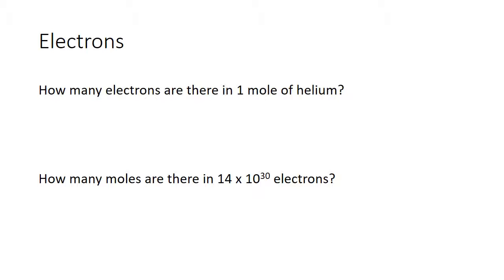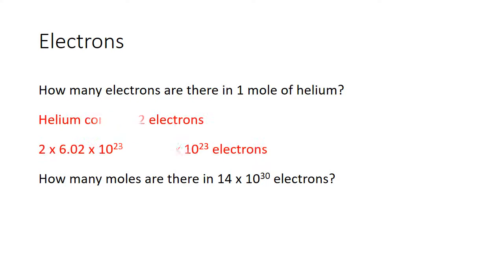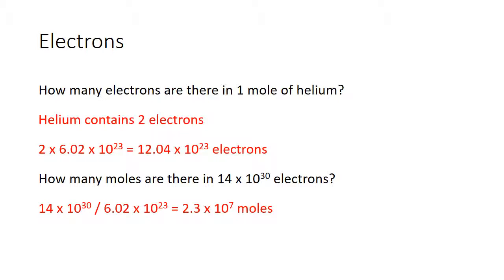Okay. So again, welcome back. How many electrons are there in 1 mole of helium? Looking at your periodic table, you should know there are 2 electrons, so it's going to be 2 times Avogadro's number, or 12 times 10^23 electrons. And how many moles are there in 14 times 10^30 electrons? Again, dividing by Avogadro's number, 2.3 times 10^7 moles. Quite a number of moles.